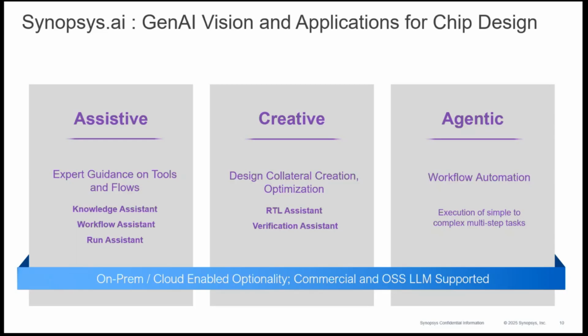And creative is where Gen AI helps in creating the RTL and tests. We have that in the form of RTL assistant and verification assistant. And agentic is a lot more autonomous, where it executes multi-step complex projects with very less human input. So I'll talk about agentic engineering in my further slides.